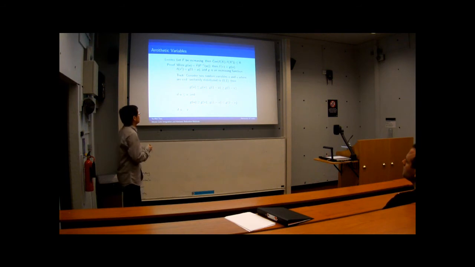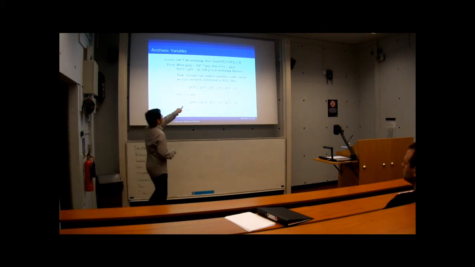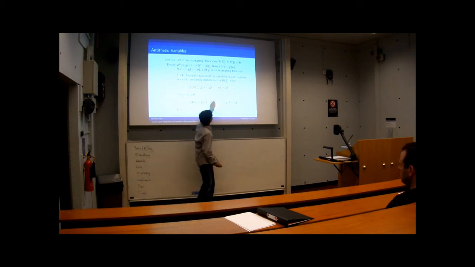To prove this, we write g(u) equal to f of F inverse of u. So we can get f(X) equal to g(U) and f(X prime) equal to g(1 minus U). The trick is that we consider two random variables U and V, which are independent and uniformly distributed in 0 to 1. So we can write this in either way. We get the different signs here and here and here and here.